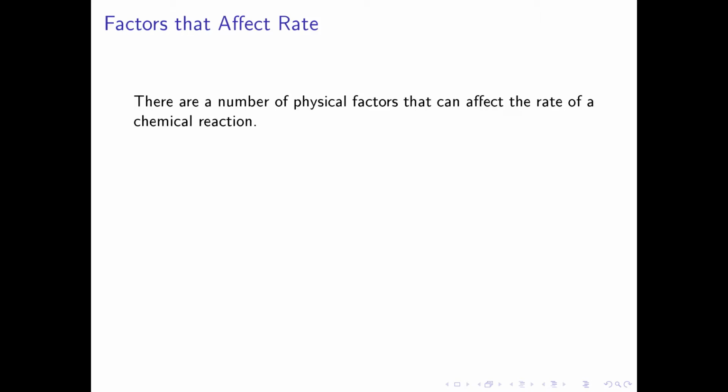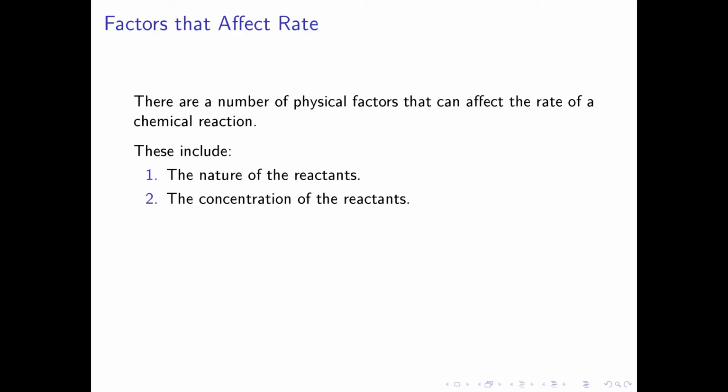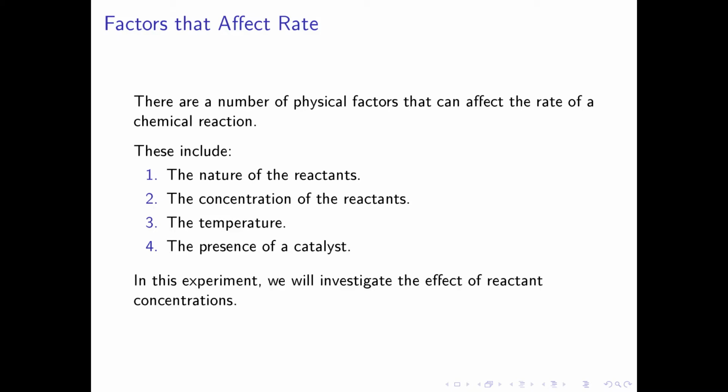There are a number of physical factors that can affect the rate of a chemical reaction. Several of these include the nature of the reactants. Are they solid, liquid, or gas? The concentration of the reactants, the temperature at which the reaction is run, and whether or not a catalyst is present. In this experiment, we will investigate the effect of reactant concentrations on the rate of reaction.